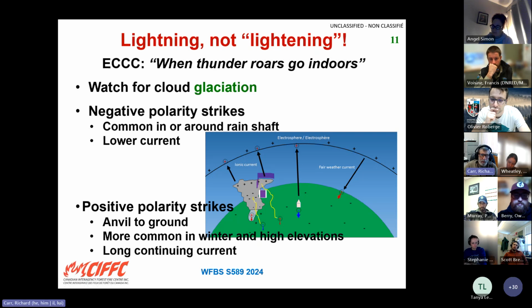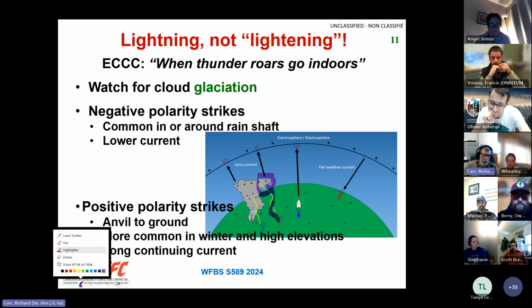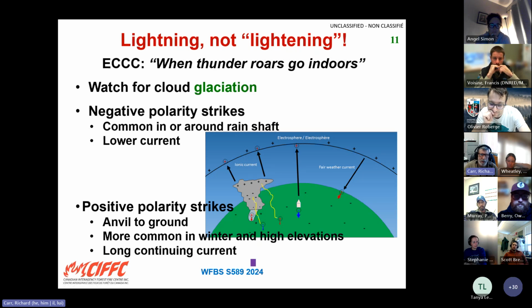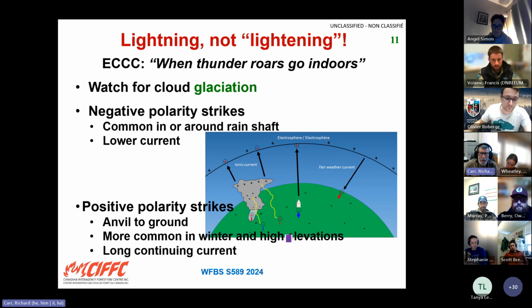We do have the anvil with positive charge up there, and positive strikes will quite often hit outside that rain shaft area. They do carry a stronger current as well, so they're more likely to start fires and they're more likely to be dangerous to lives. So those are the worst kind of lightning strikes to be in proximity to.